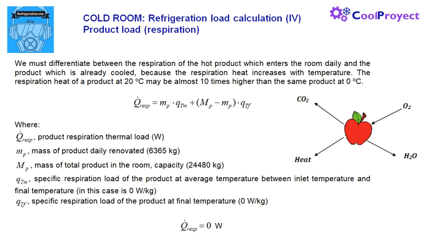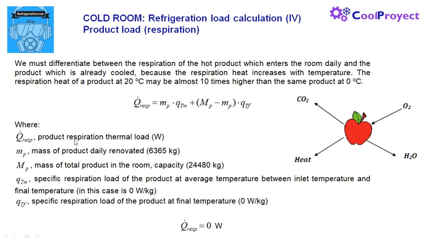We must differentiate between the respiration of the hot product which enters the room daily and the product which is already cooled, because the respiration heat increases with temperature. The respiration heat of a product at 20 degrees may be almost 10 times higher than the same product at 0 degrees. The formula we have to use is this one.